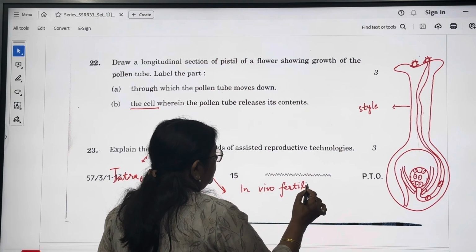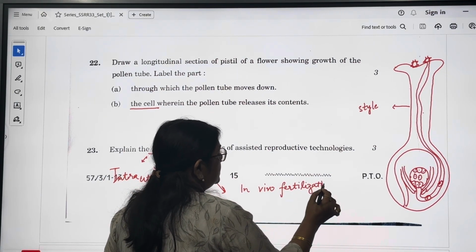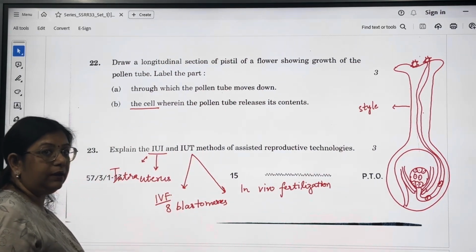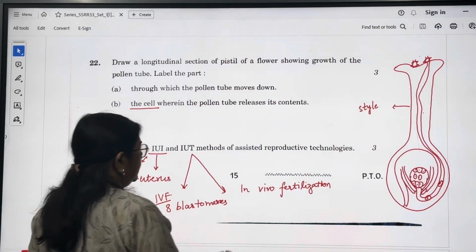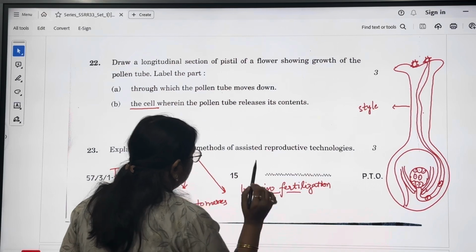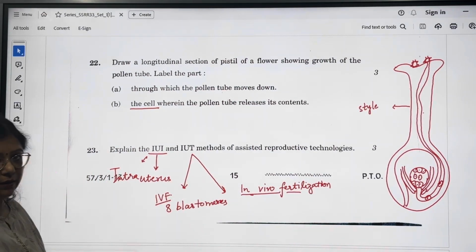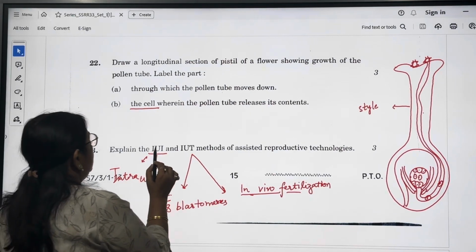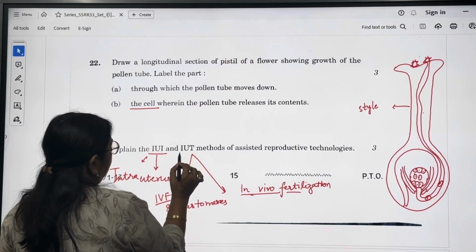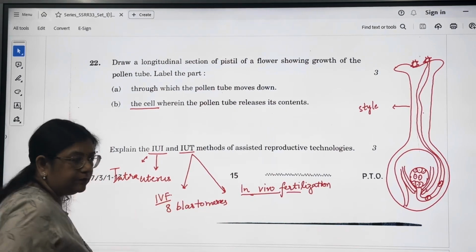In vivo fertilization is when the zygote forms in the body of the female. Only in the infertile condition, the embryo is transferred into the uterus. So IUI is intrauterine insemination, and IUT is intrauterine transfer.